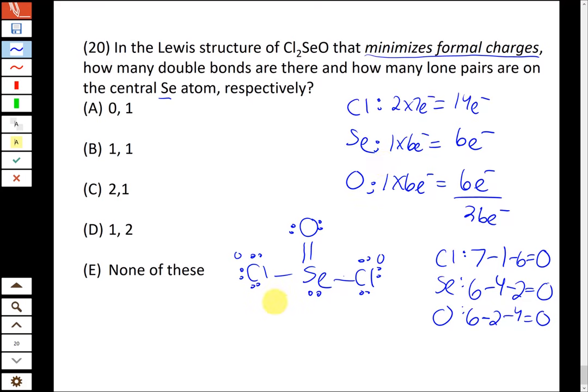So this being the correct structure now, we just want to know how many double bonds are there. So there's 1 double bond, and how many lone pairs on the central atom, also 1. So the correct answer would be B, 1 of each. 1 double bond, 1 central atom lone pair. All right, so the one that follows the octet rule would be 0 double bonds, but otherwise would be the same. Okay, any questions on this one or anything else before I wrap it up?